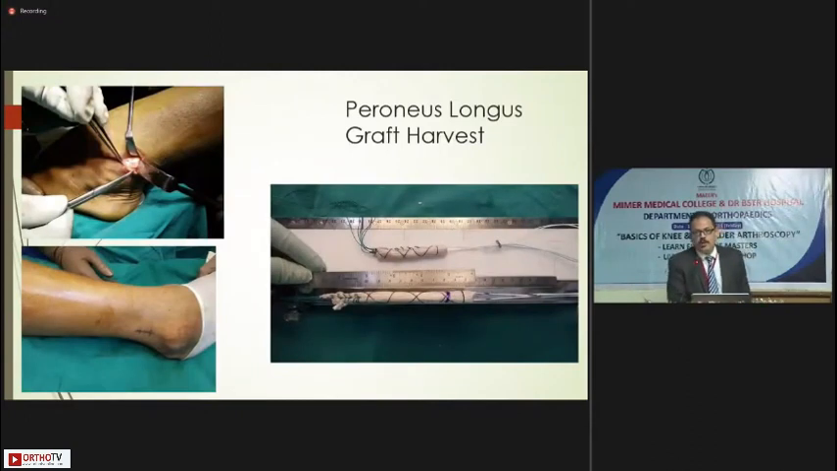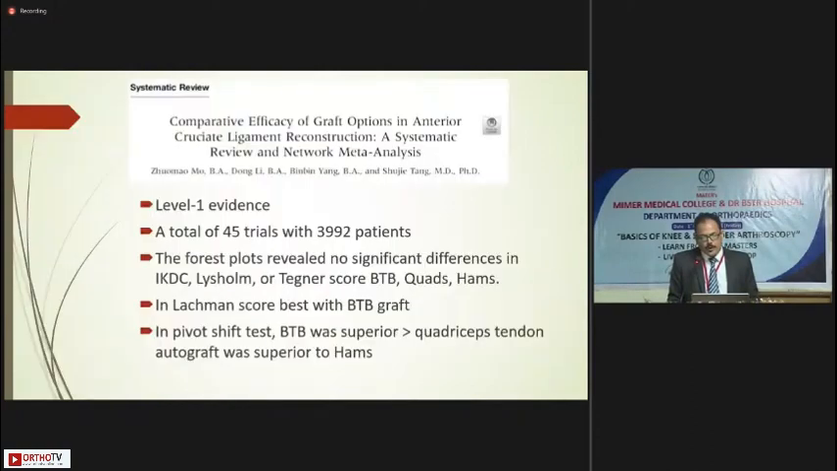Peroneus longus is becoming very, very popular, and nowadays we don't suture the peroneus brevis with the longus. Just take the peroneus longus with a very small incision, and it gives a very robust graft, very quick to prepare, and gives excellent results. And there is a lot of literature to suggest that there is not much issue with the ankle and first ray plantar flexion and so on.